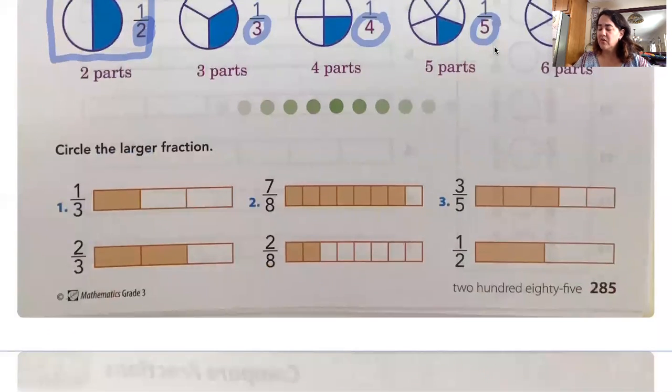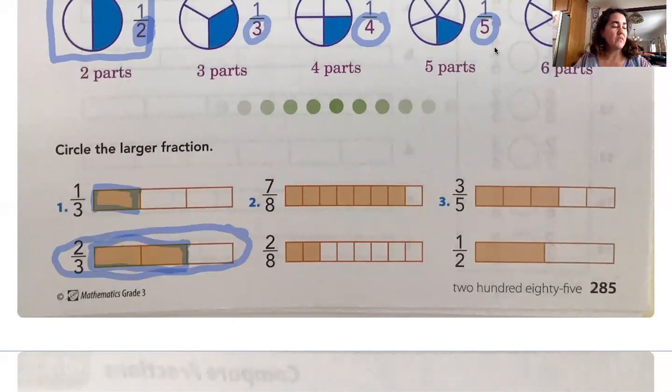Now, we're going to circle the larger fractions, and they were nice enough to give us visual clues. So, which one is larger? Is it 1 out of 3 or 2 out of 3? We're going to circle the one that's bigger. Which one do you think I should circle, Bradley? 2/3. Good job. All right.